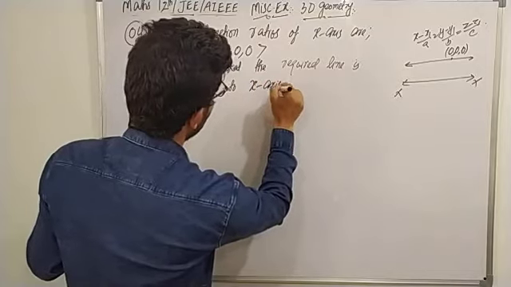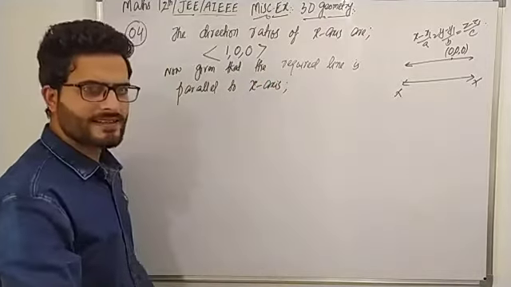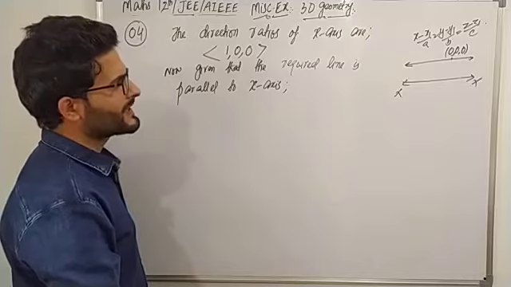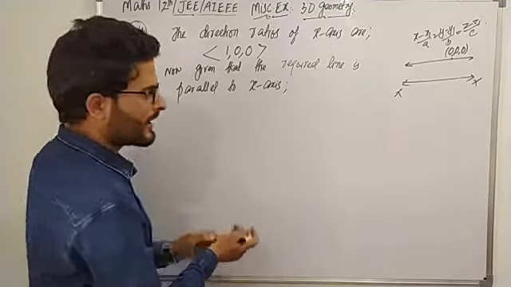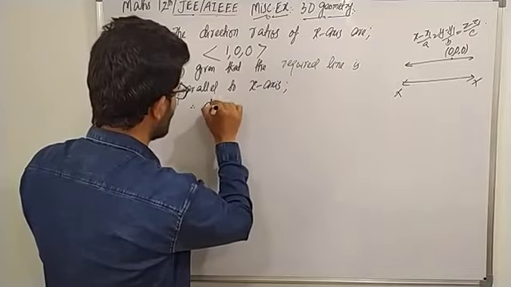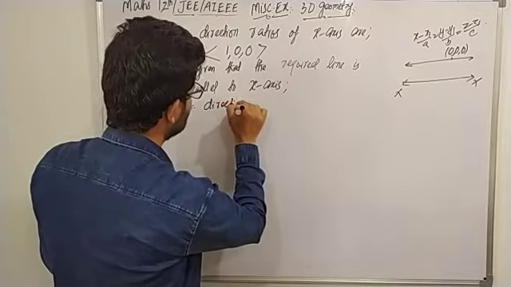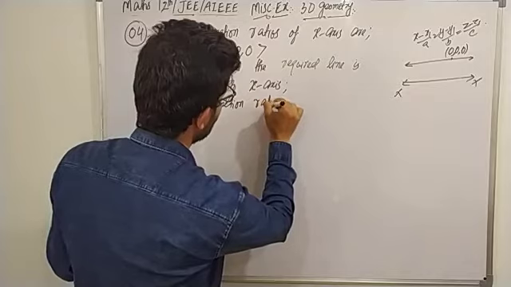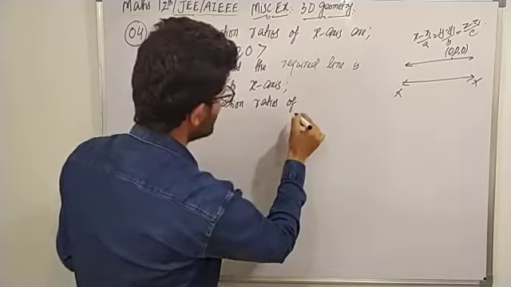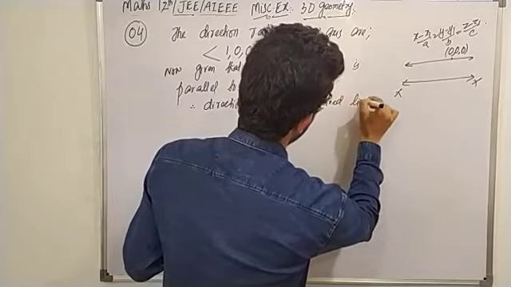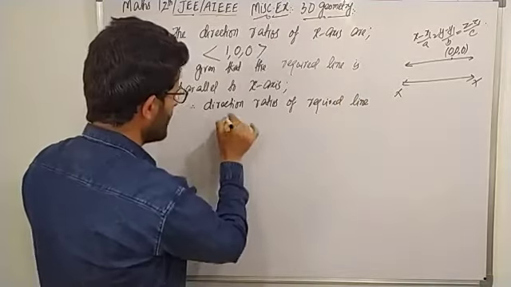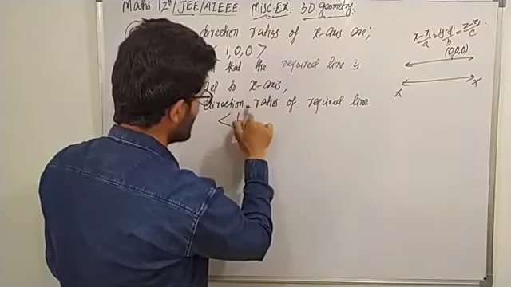Now given that the required line is parallel to x-axis, जब required line और x-axis आपस में parallel है, so parallel lines have same or proportional direction ratios. Therefore, direction ratios of required line, तो रिक्वायर्ड लाइन के डायरेक्शन रेशियो क्या बनेंगे? ऑर्डर्ड थ्री टपल ऑफ अगेन 1 0 0.